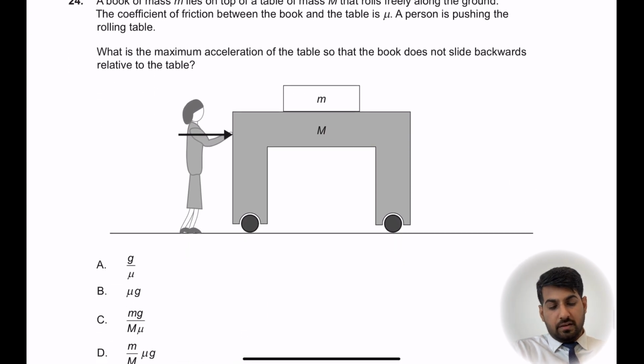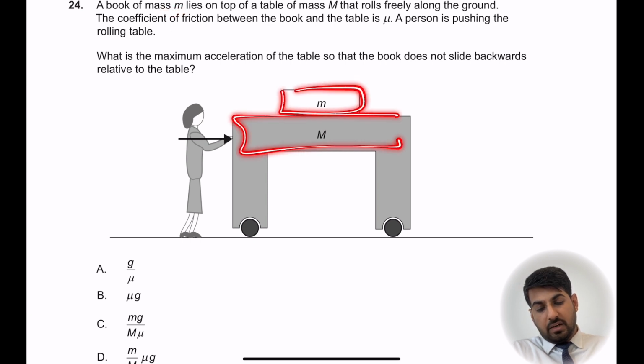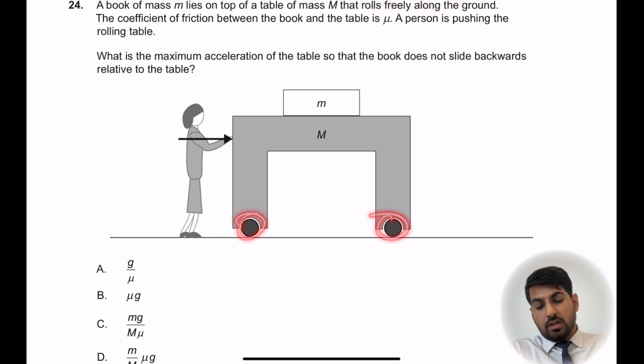Now this is again, guys, a good question I can say. A block of mass m lies on a table of mass capital M that rolls freely along the ground. This is free to move. The coefficient of friction between the block and the table is mu. A person is pushing the rolling table. What is the maximum acceleration of the table so that the block does not slide backwards relative to the table?